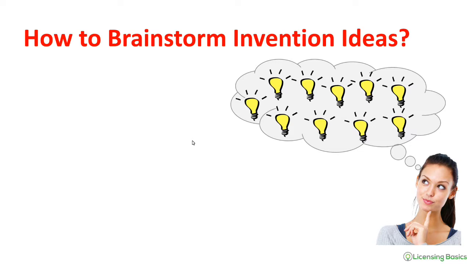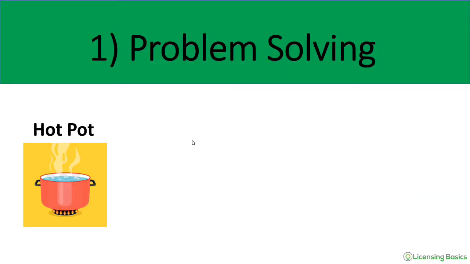So how to brainstorm invention ideas. This is very important because the licensing game requires ideas. It's a numbers game. It's about coming up with ideas and pitching them out to companies until one sticks. So it requires you to have more than one idea in most cases. So learning how to brainstorm ideas is very important if you're getting involved in licensing. There are many different tips and tricks to coming up with ideas and being creative.